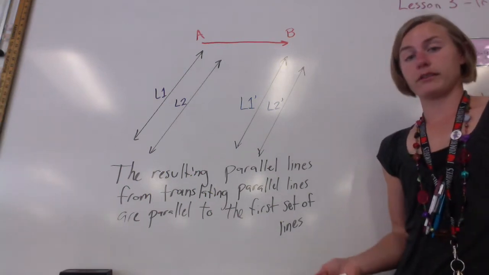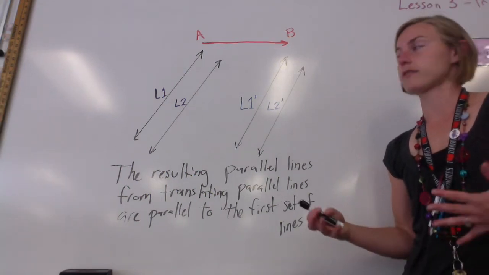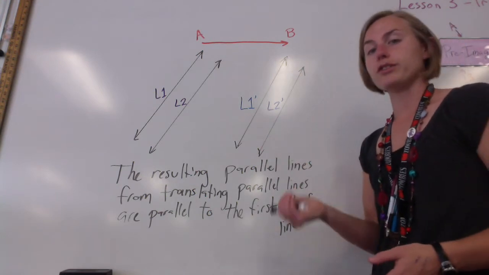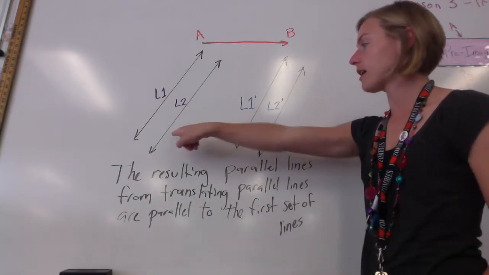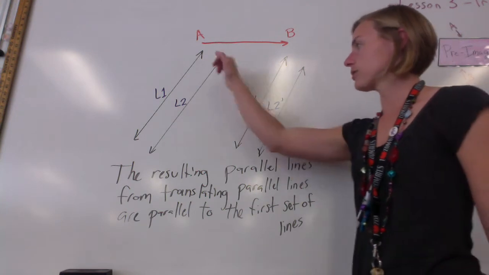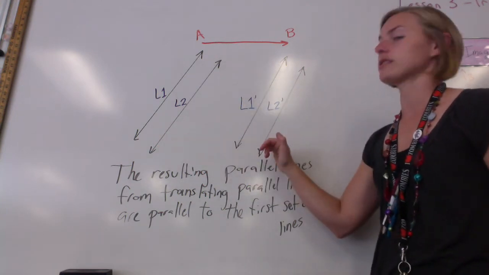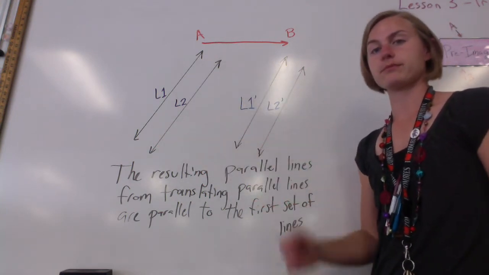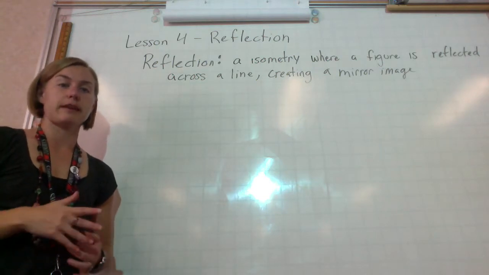And that is all of lesson 3. Lesson 3 is just about the fact that things stay parallel when you translate them. And actually, if you translate a line to a line, those 2 lines, the pre-image and the image of the line, are parallel. This is lesson 4 on reflections.